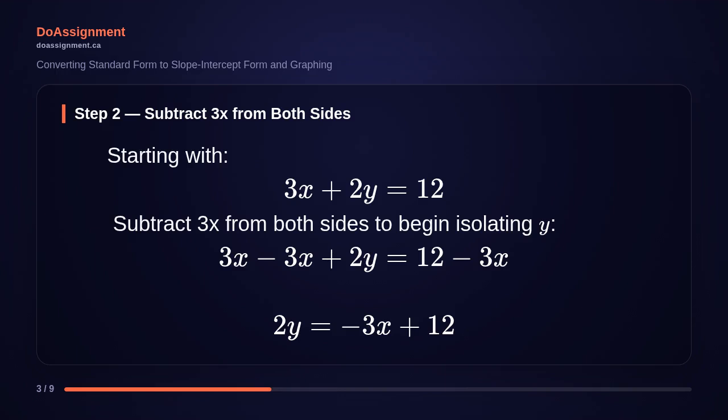We start with 3x plus 2y equals 12. To isolate y, we subtract 3x from both sides. This gives us 2y equals negative 3x plus 12.